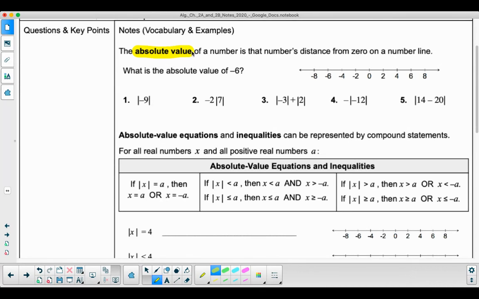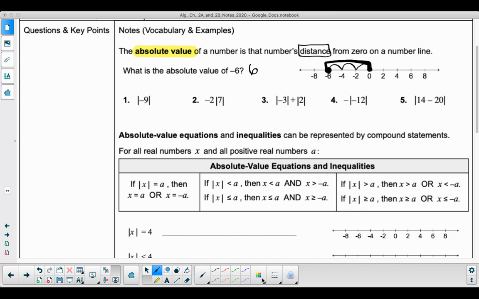The absolute value of a number is that number's distance from 0 on a number line. So what is the absolute value of -6? If -6 is right here, 0 is right here, what is that distance from 0 to -6? That distance is 2, 4, 6. Now, when you take the absolute value of a number, you always get a positive answer because absolute value, again, is a distance, and specifically the distance from 0.